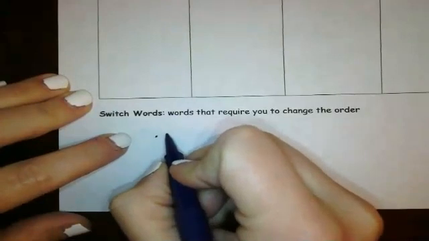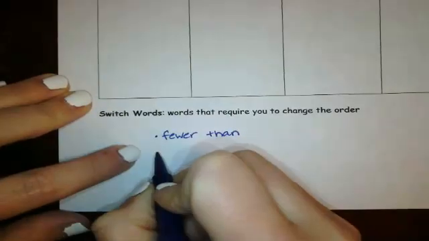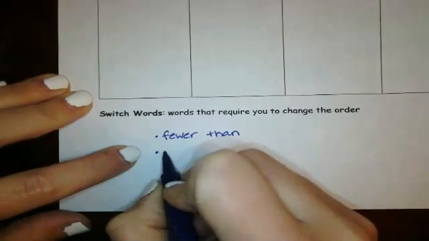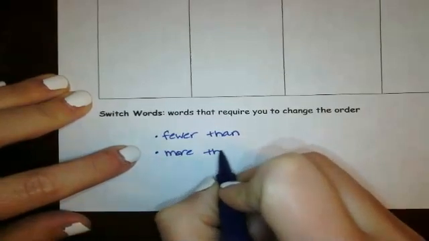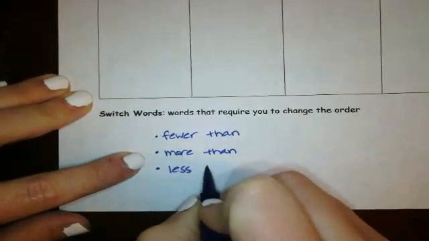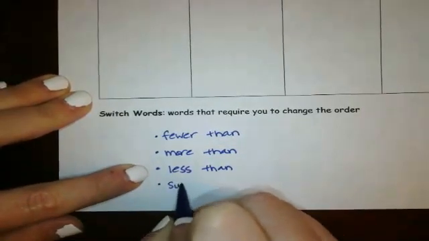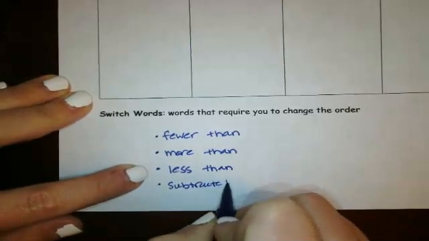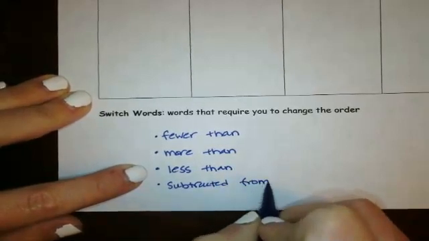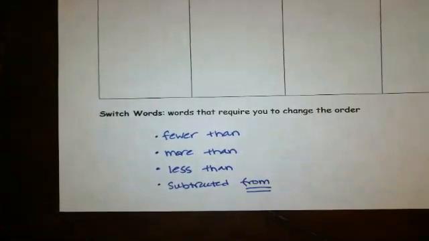Switch words we saw. Fewer than. Okay, we're just going to make a bulleted list here. More than. Less than. And then that phrase, subtracted from. Okay, and it doesn't even have to be subtracted from. It's really the word from that's the key. It could say taken from, things like that. But it's that word from that tells you to switch.